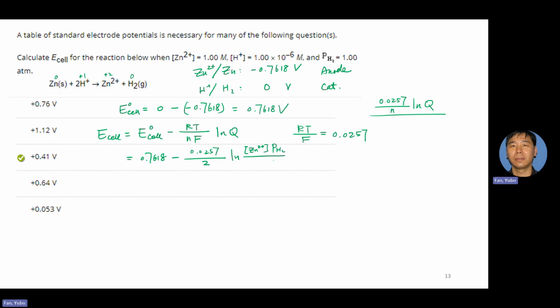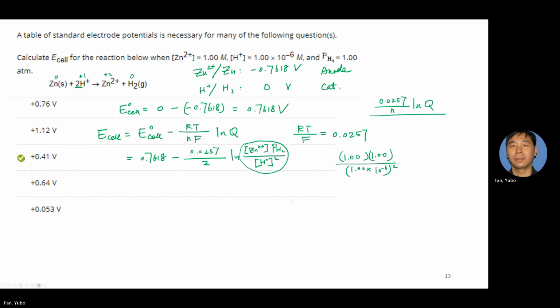Zinc is solid, so we don't need to include it. Hydrogen is a concentration, and there is a coefficient 2 here, so we have 2 here. All right, for this part, if we calculate separately, zinc is 1 molar, 1.00, times the pressure, which is also 1.00. Hydrogen is a lower value, so it's 1.00 times 10 to the minus 6, squared.